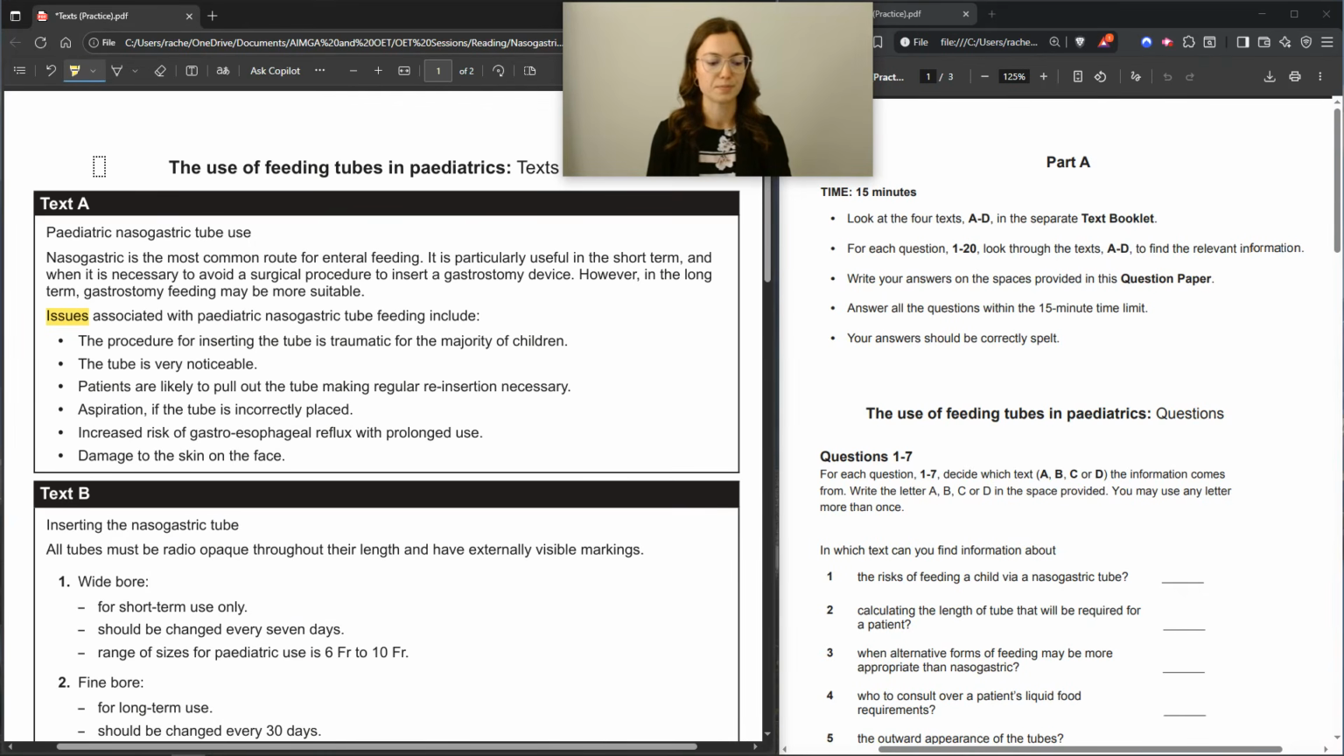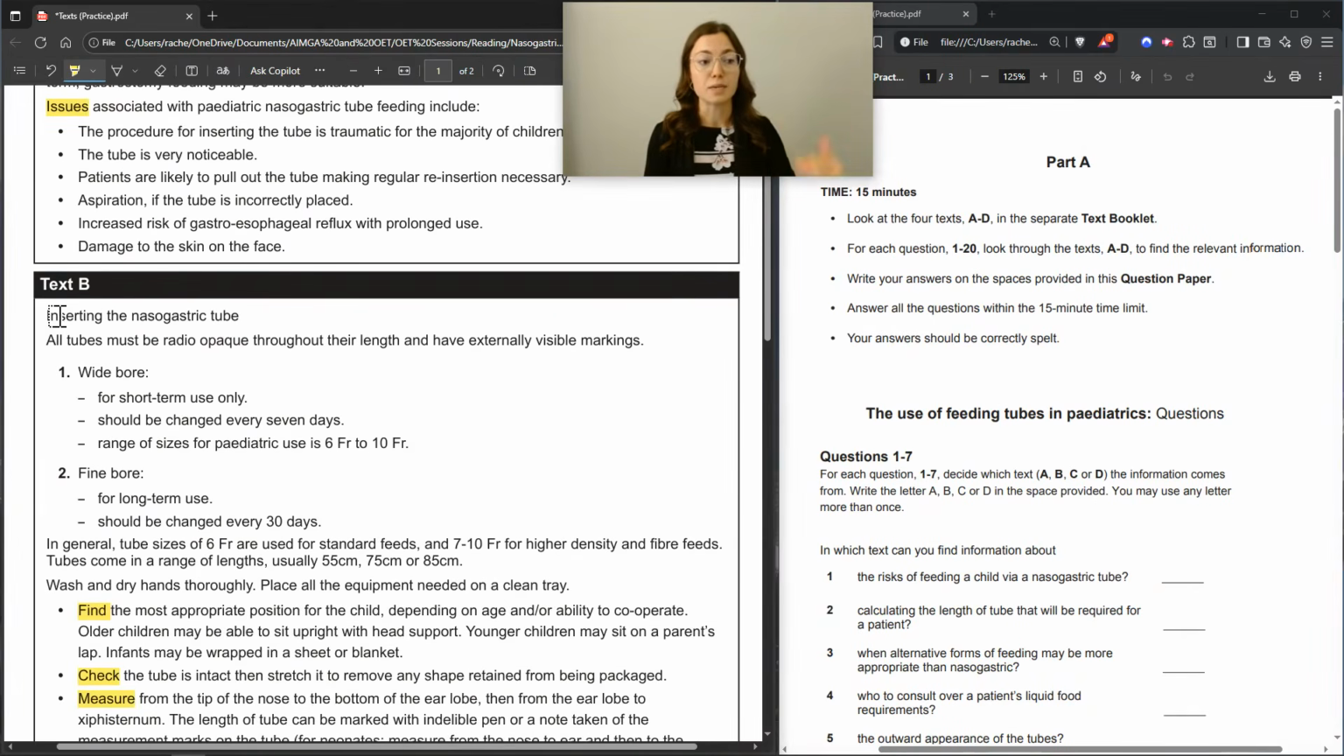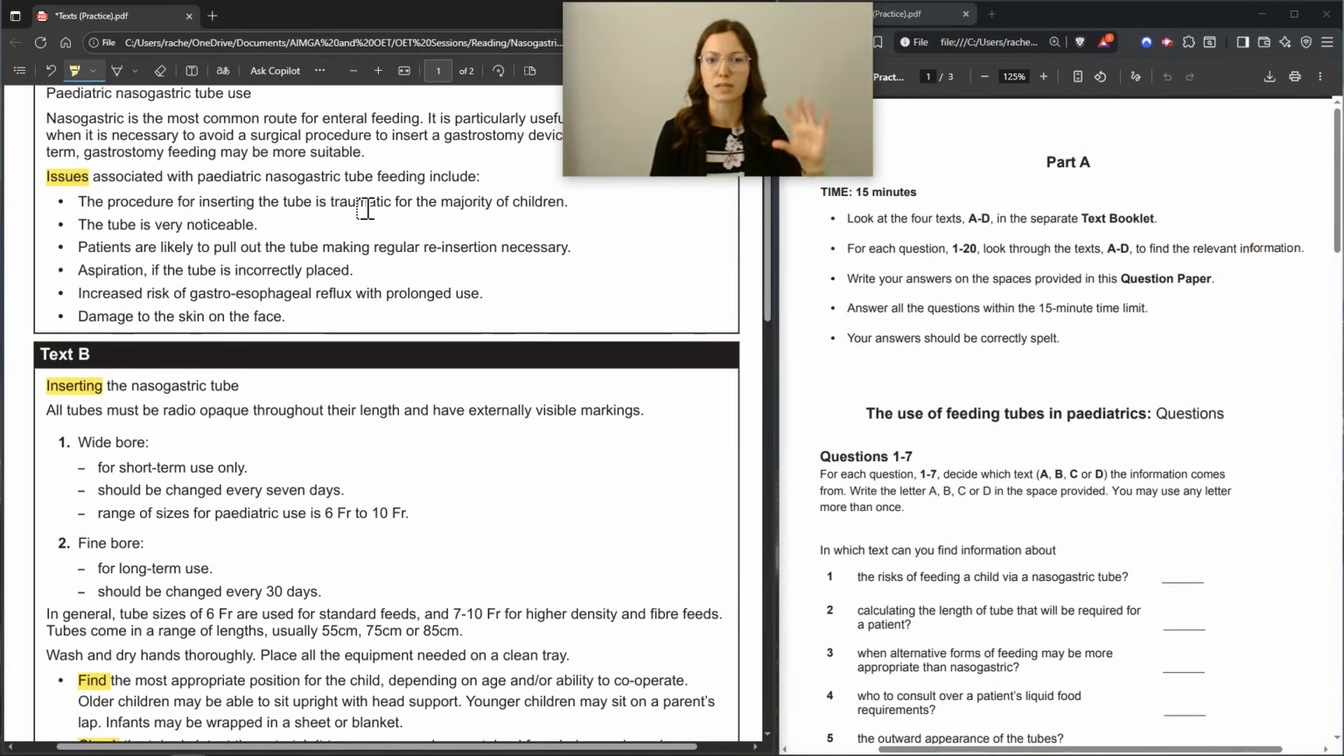Let's begin. So I look at text A and I see that there's background information. Almost always there's some pre-information before getting into my first list. I see the word issues. I'm immediately thinking complications, risks, any problems. I expect that vocabulary. I move into text B and I see that it's talking more about that insertion process rather than just generally issues.